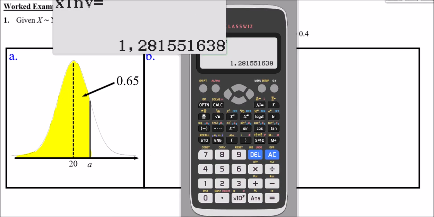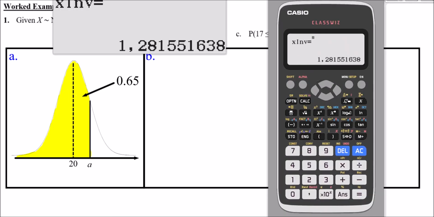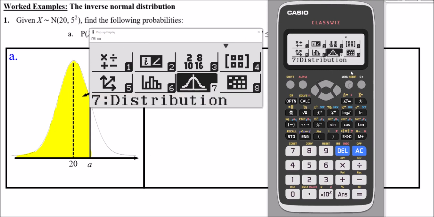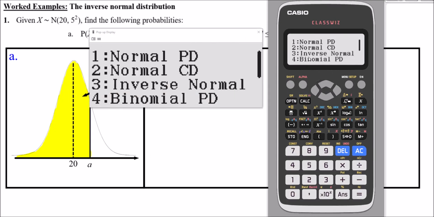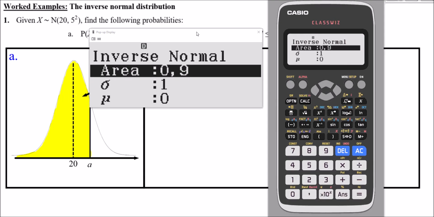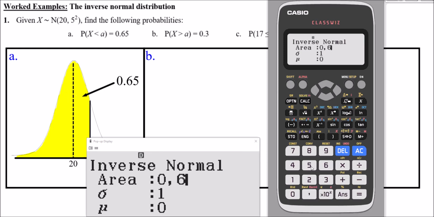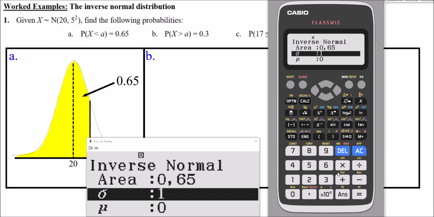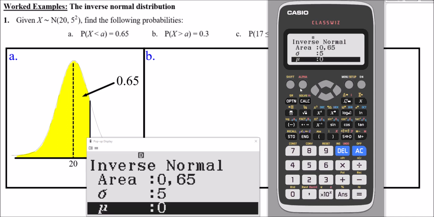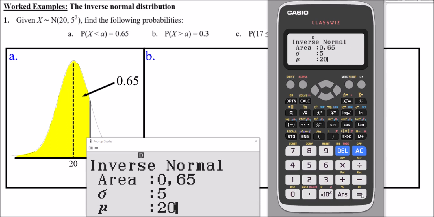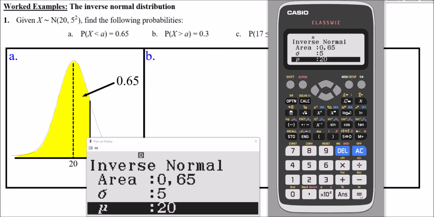So we're going to press menu, 7, 3 for inverse normal. Now we type in the parameters. So we want the area this time to be 0.65. So type 0.65. Now for this distribution, the standard deviation is 5, so sigma needs to be 5. Press equals, and the mean, mu, is 20. So we type 20 for the mean, press equals, and press equals again.